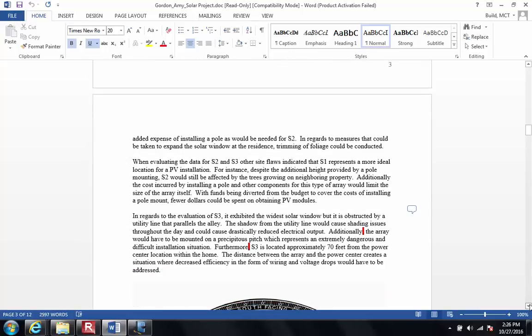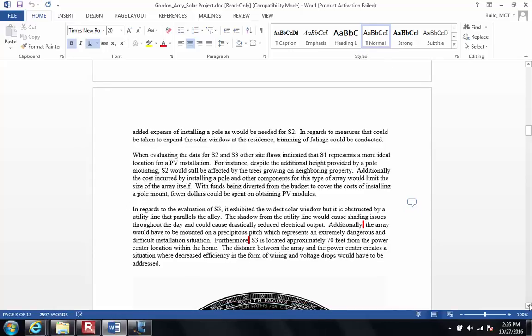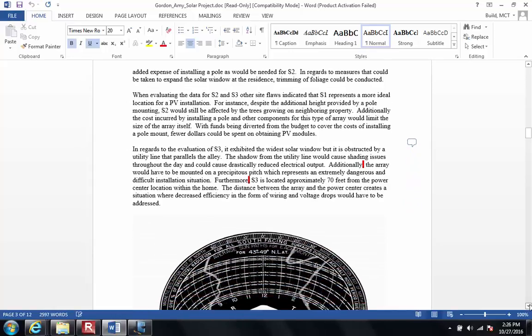Let's see. And there's kind of a big one with funds being diverted from the budget to cover the cost of installing a pole mount. Fewer dollars could be spent on PV modules. S3 had the widest solar window, but obstructed by a utility line that parallels the alley. Shadow from the utility line caused shading issues throughout the day. And a little bit of shading does go a long ways on an array.